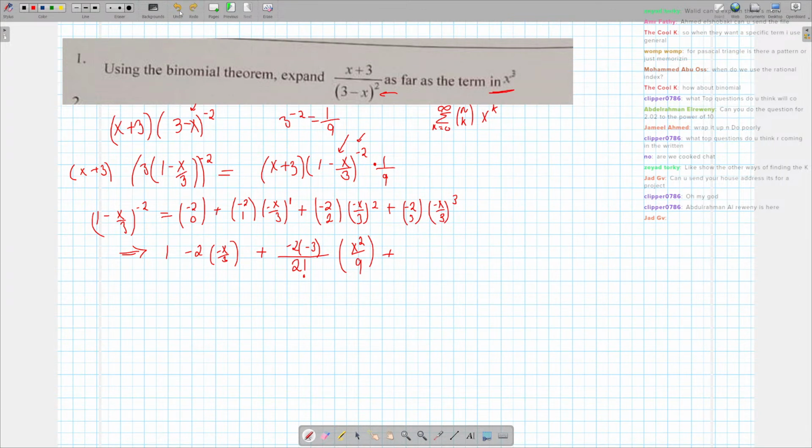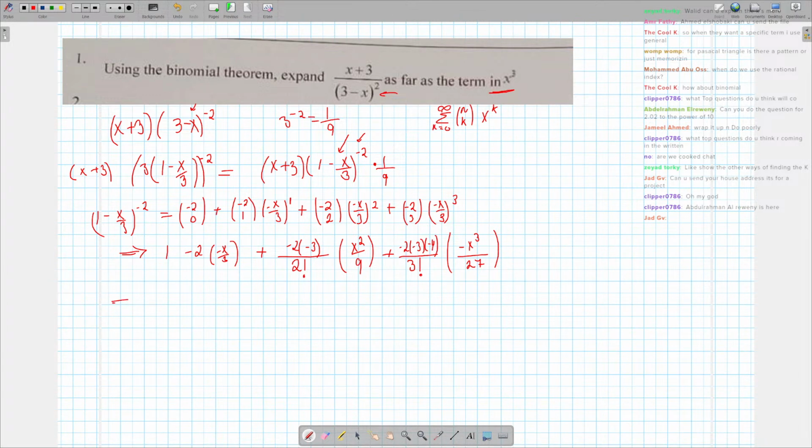Minus 4, because how do you do it? When it's a negative factorial, same rule, 3 factorial down. You put negative 2, negative 3, negative 4. Times minus x over 3 cubed. Since it's an odd power now, it stays negative. It becomes negative x cubed over 3 cubed, which is 27.